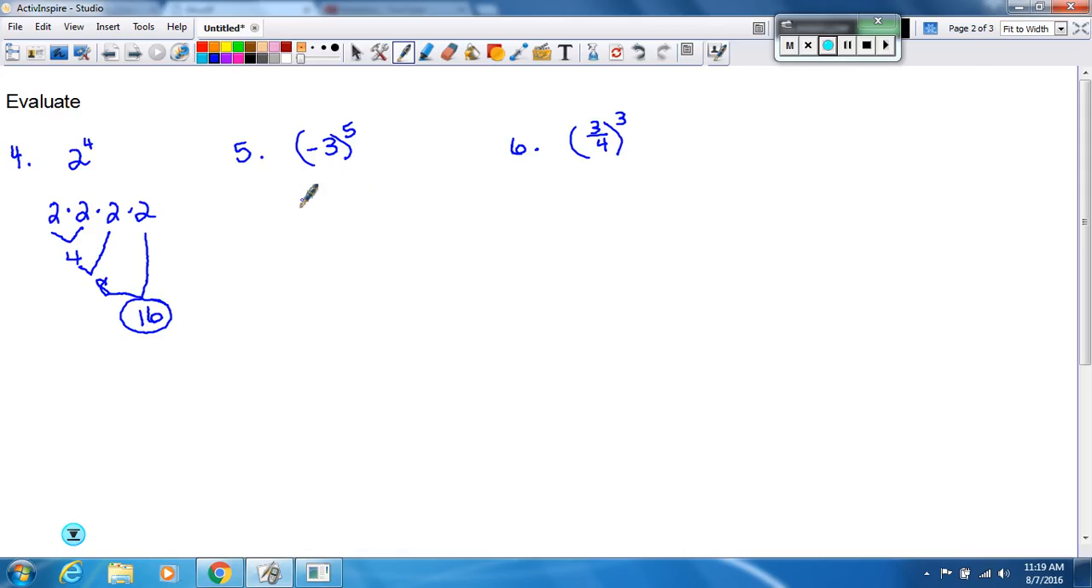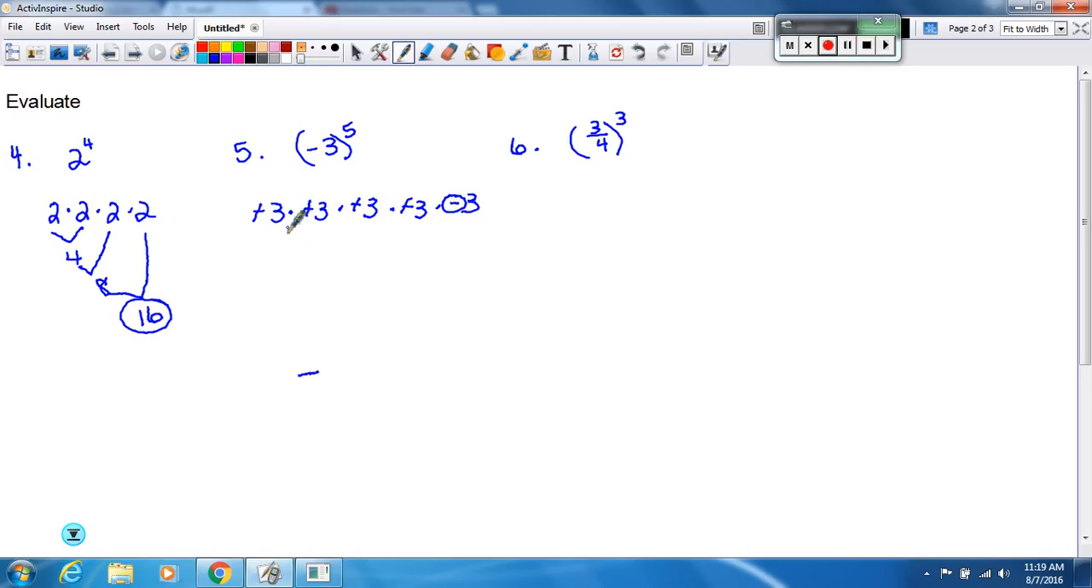This one is negative 3 to the 5th power. So that's negative 3 times negative 3 times negative 3 times negative 3 times negative 3. When negatives are involved, it takes one negative to cancel out another one. So this negative cancels with this one, with this one. This little guy right here doesn't have a negative to cancel him out. So your final answer, no matter what it is numerically, is going to be a negative answer.